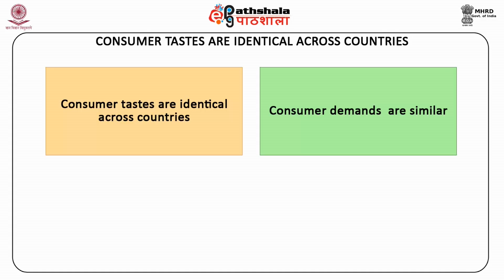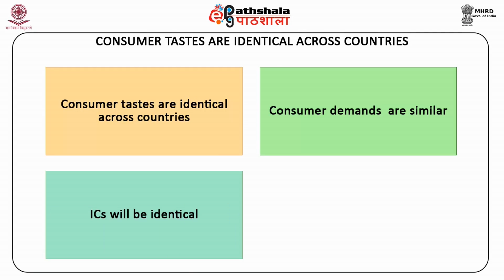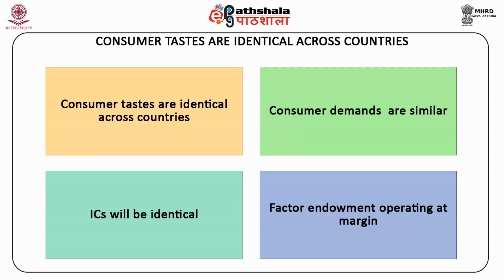And since consumer preferences are represented by indifference curves, this assumption implies that ICs for the two countries will be identical. This is again assumed to make factor endowment the key operating force at the margin.